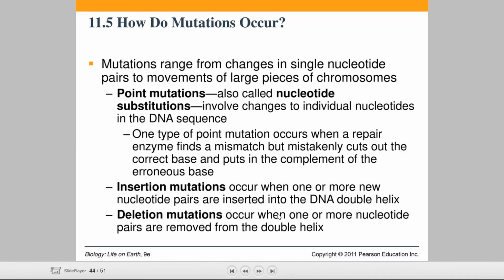And then the second type, we have the insertion mutation, that occurs when one or more new nucleotide pairs are inserted into the DNA double helix. And then the third one, you have deletion mutation, that occurs when one or more nucleotide pairs are removed from the double helix. So insertion means you insert, deletion means removing, and point mutation can be substitution, one letter with the other letter.